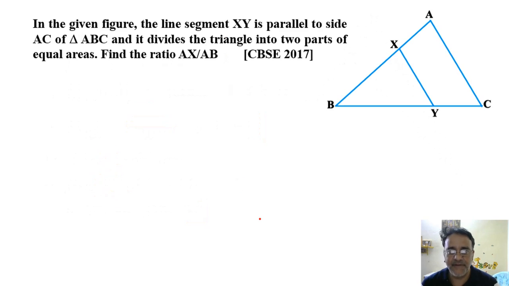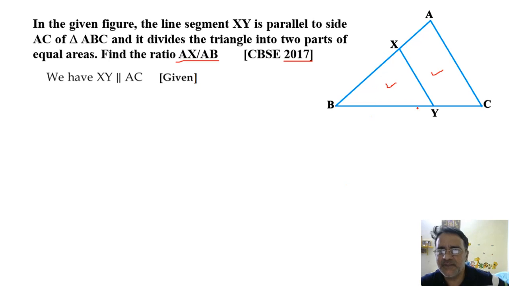Okay, so we will move towards one more very important question. This is a textbook example only, but a very important question. 2017 में आया था और उससे पहले भी काफी बार आ चुका है. In the given figure, the line segment XY is parallel to side AC, this one, and it divides the triangle into two parts of equal area. These two areas are equal. Find the ratio AX upon AB. So first, XY is parallel to AC.